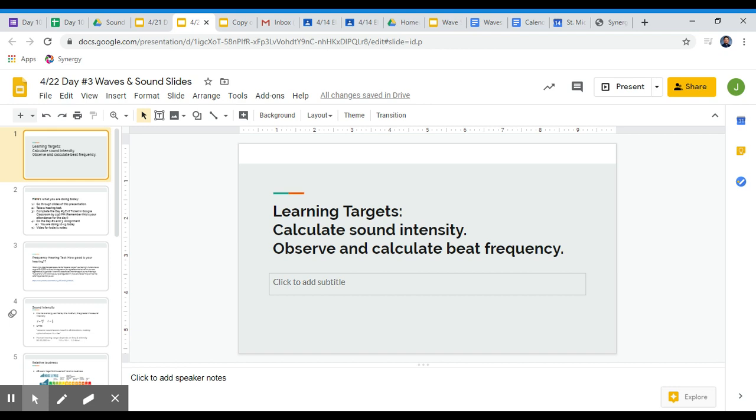All right, ladies and gentlemen, we're going to be looking at two different topics today. We're going to be looking at sound intensity and then something called beat frequencies.